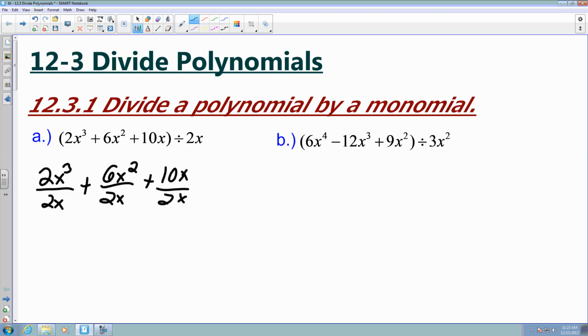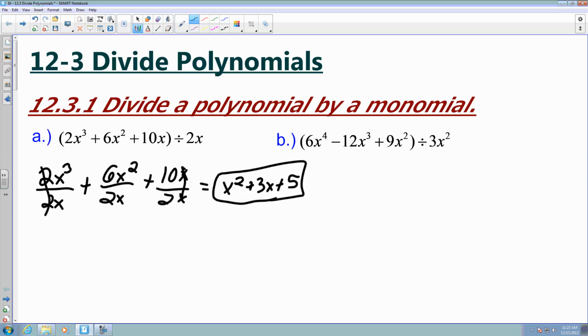And if you were to simplify these individually, 2x cubed divided by 2x, well, this cancels, and x cubed divided by x would just be x squared, and 6 divided by 2 is 3, and x squared divided by x is just x, plus these cancel, and then 10 divided by 2 is 5. So that's the answer you'd get if you divide those out.